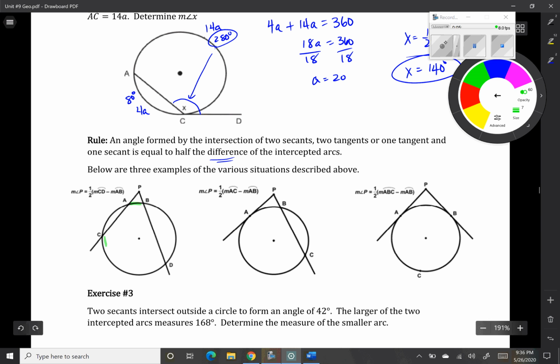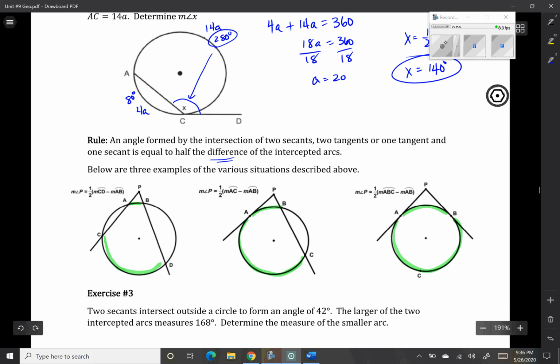So this arc and this arc we're subtracting, this arc and this arc we're subtracting, and this arc and this arc we're subtracting. So let's just jump right into a couple examples here so we can see what we're doing.